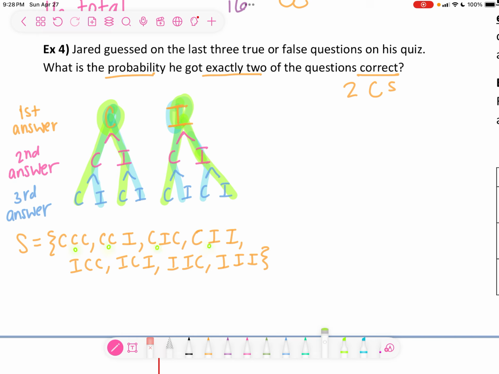1, 2, 3, 4, 5, 6, 7, 8. Of those 8 choices, how many are exactly 2 correct? 2 C's. So let's circle them. So the first one's 3 C's. That's not 2. The second one's 2.